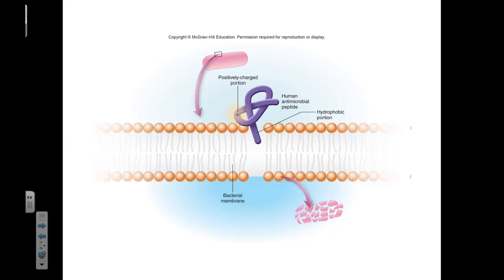Our antimicrobial proteins are going to be attracted to the lipids in a bacterial cell membrane. We'll have a positively charged portion of the protein that will bind to the phosphate head. We'll have a hydrophobic region that will penetrate the membrane. And as these antimicrobial peptides puncture the cell membrane of the bacterium, it'll initiate cell lysis and destroy the bacterium. But we need high concentrations of these proteins to kill a bacterium.